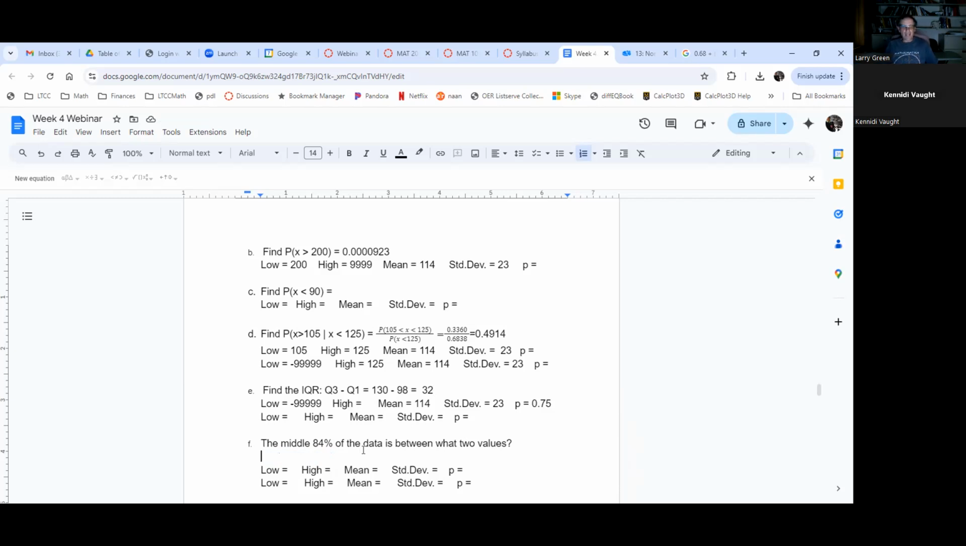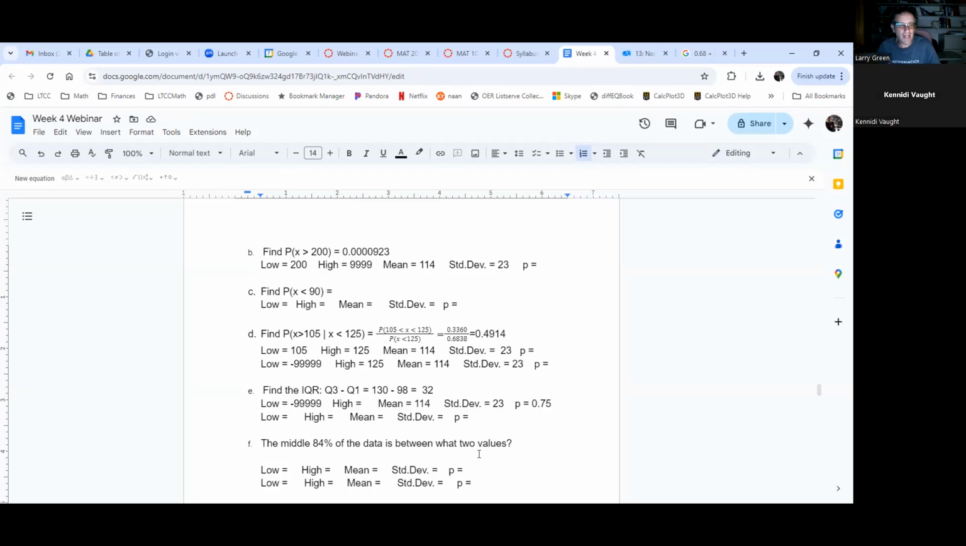Okay, so next, the middle 84% of the data is between what two values? Okay, that one we have to think about a bit. So the idea here is we need to find that out. Well, the problem is we don't know this value, we don't know this value. Is that clear?